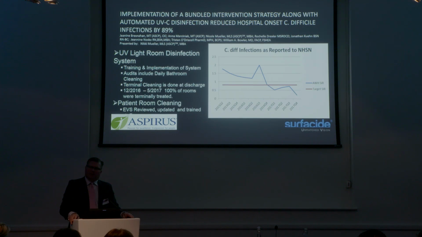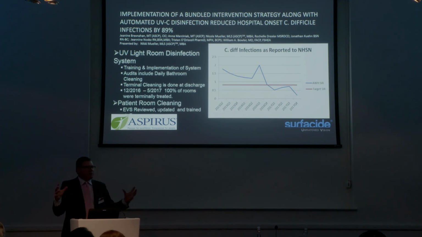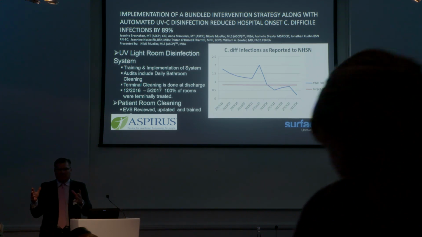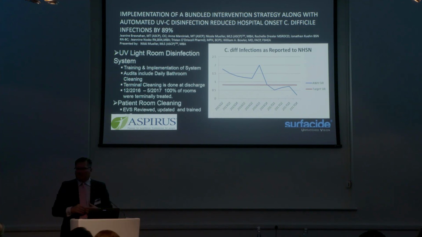MedStar is a large network in the Baltimore, D.C. area. It's 12 hospitals, Georgetown University, National Rehab. We just literally last week completed their first year of usage. And in their reporting across 12 hospitals, somewhere just under 11,000 beds in those 12 hospitals, their system-wide reduction in infections after 1 year was 38%.